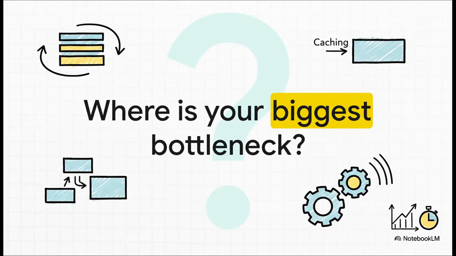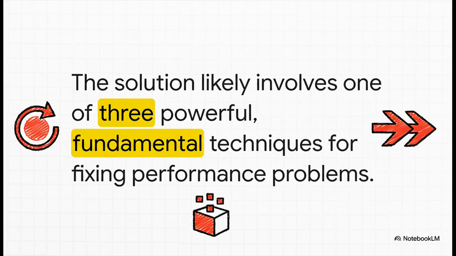So I want you to think for a second. Where is your biggest bottleneck right now? Is it a really slow database query? A super heavy API endpoint? Get that specific problem in your head, because we're about to find the right tool to fix it. Because, no matter what the specific cause is, the solution likely involves one of 3 really powerful fundamental techniques. We're going to walk through a super clear framework to identify and tackle these performance issues so you can solve them permanently. Let's get into it.